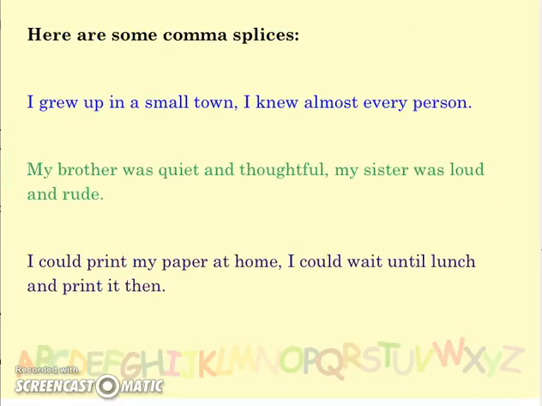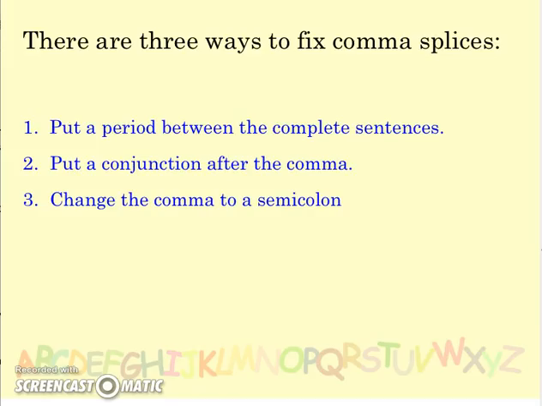This slide shows 3 different examples of incorrect sentences or comma splices. In each, a comma is used, but each side of the comma is a complete sentence. What's really needed is a period, but that's not the only way to correct a comma splice. There are actually 3 ways to make these comma splices correct. You could put a period between complete sentences, put a comma and a conjunction, or change that comma into a semicolon.